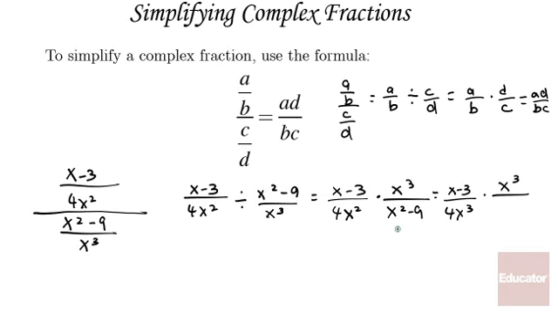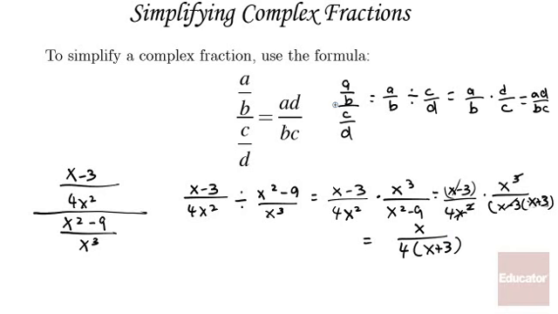Okay, so that is x minus 3 over 4x squared, that was actually 4x squared, times x cubed over x squared minus 9, and this can be factored to x minus 3 times x plus 3 because it's the difference of two squares. I see that I have a common factor here of x minus 3, and that cancels out, so the x minus 3's cancel out, and what I have left is, I also have a second common factor here of x cubed, so that's going to leave me with x up here, and in the denominator 4 times x plus 3.